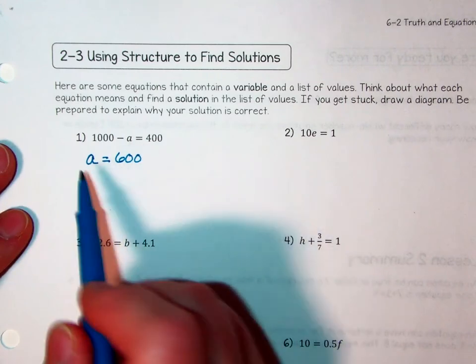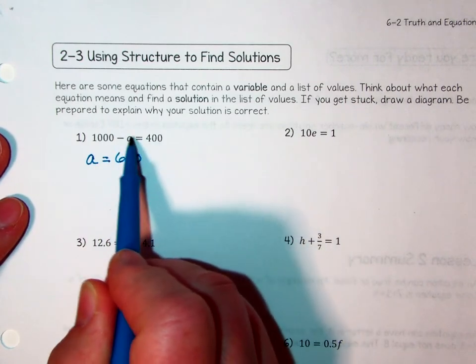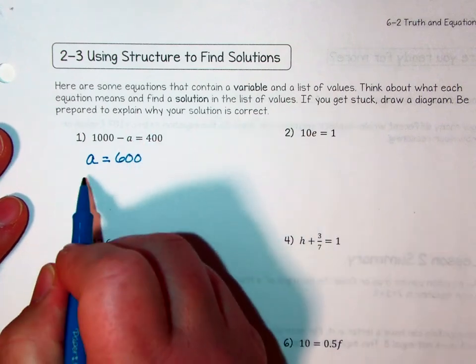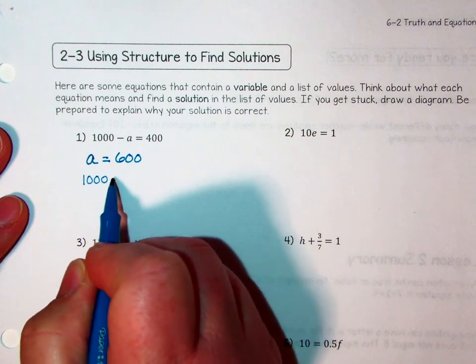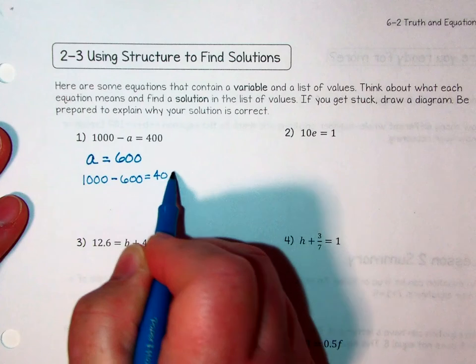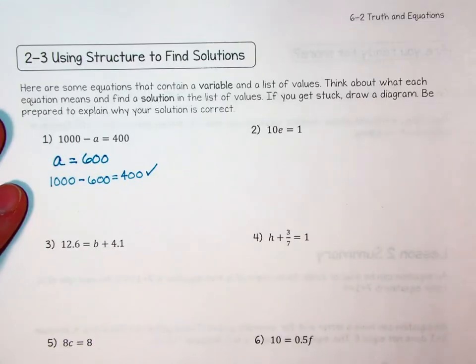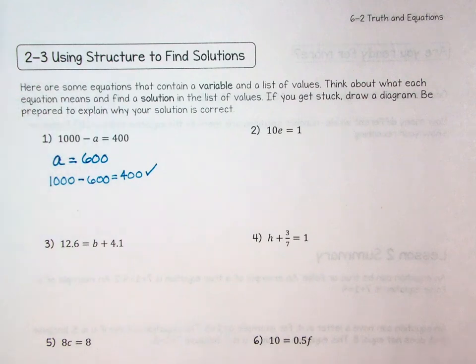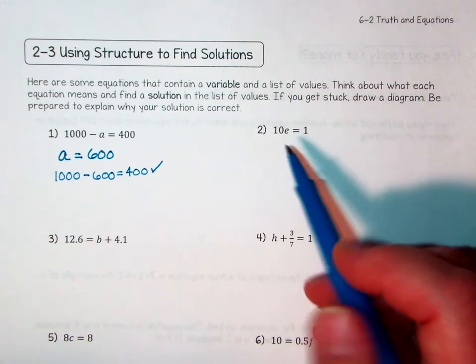But the way to check this to see if I've done it right is to actually substitute what I believe the solution to be in for A and see if I get a true equation. So if I substitute 600 for A, 1,000 minus 600 equals 400. Is that a true statement? Is it a true equation? Yeah. And that's one of the nice things in what we're getting into here in pre-algebra, that you can always check your solutions when you're trying to solve an equation by substituting it back into your problem and seeing if it makes the equation true.